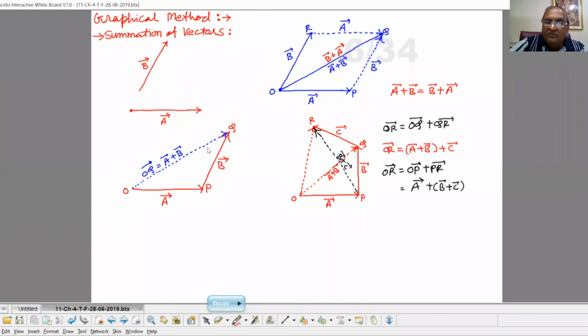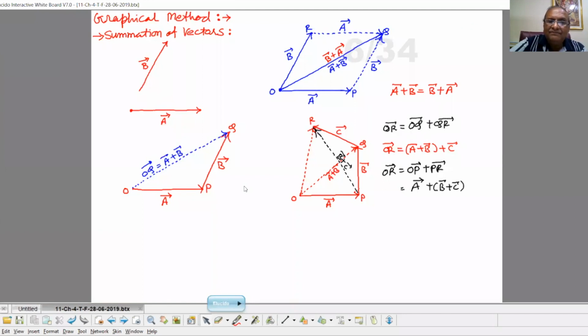Okay. Now prepare a vector joining the tail of the first one to the head of the second one. So this vector prepared here, OQ in the figure, will give you the summation of these two vectors. So vector OQ is called vector A plus vector B. And here see, this triangle is formed, so this is called the triangular method.